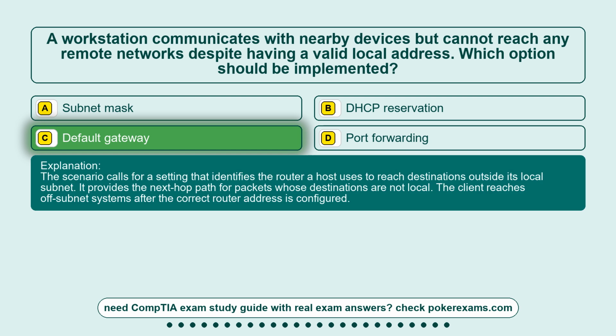The scenario calls for a setting that identifies the router a host uses to reach destinations outside its local subnet. It provides the next-hop path for packets whose destinations are not local. The client reaches off-subnet systems after the correct router address is configured.